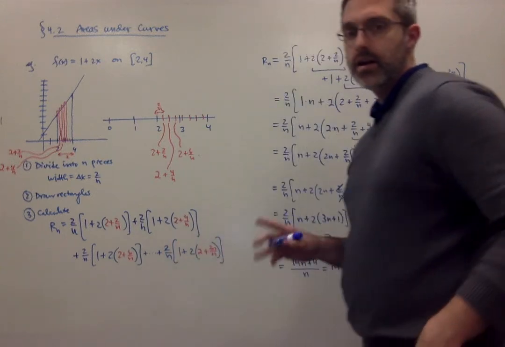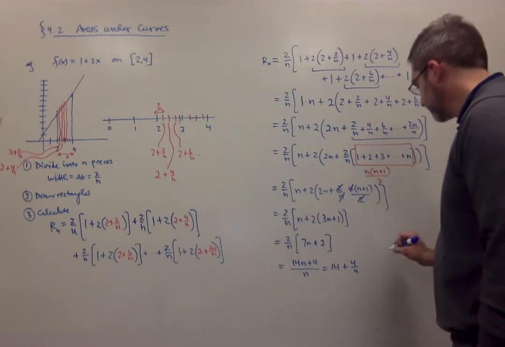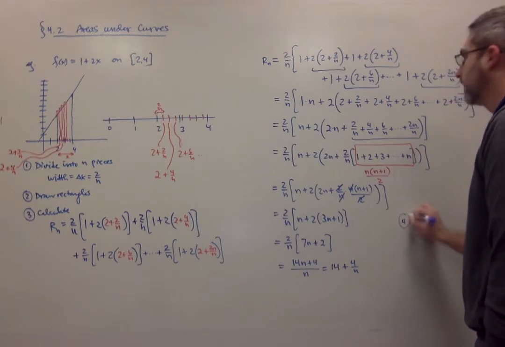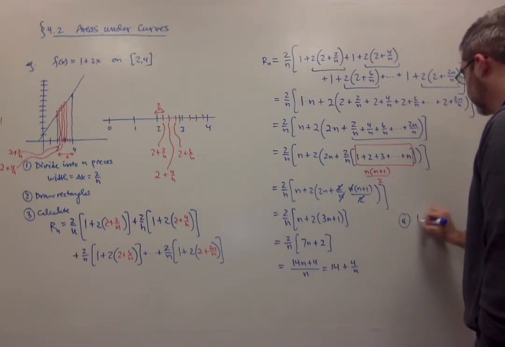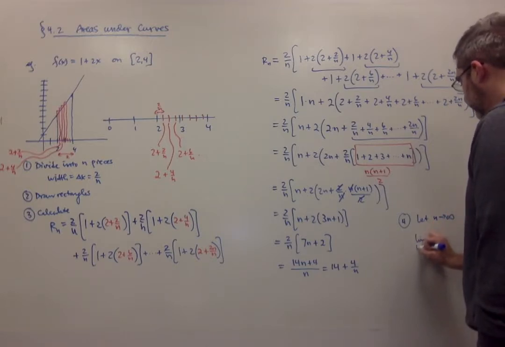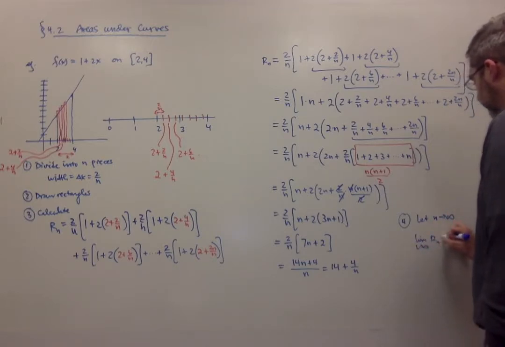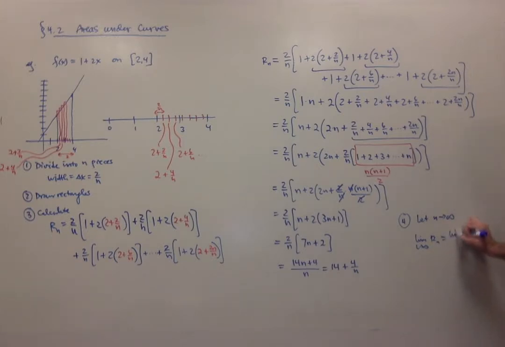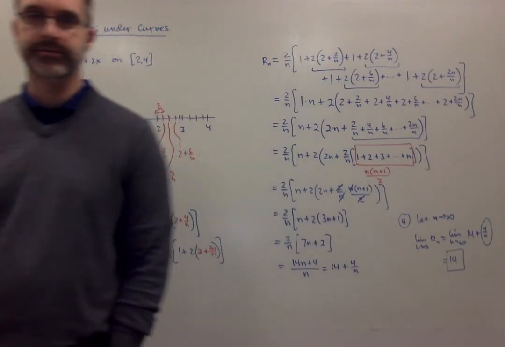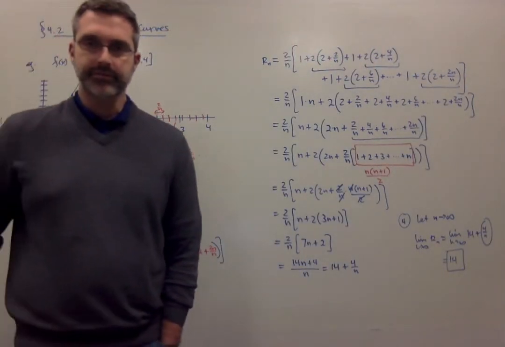So now, what you'll notice is that my last step here is to let n go to infinity. The limit as n goes to infinity of this is the limit as n goes to infinity of 14 plus 4 over n, but that 4 over n is going to go to 0, so the answer turns out to be 14. Make sense?